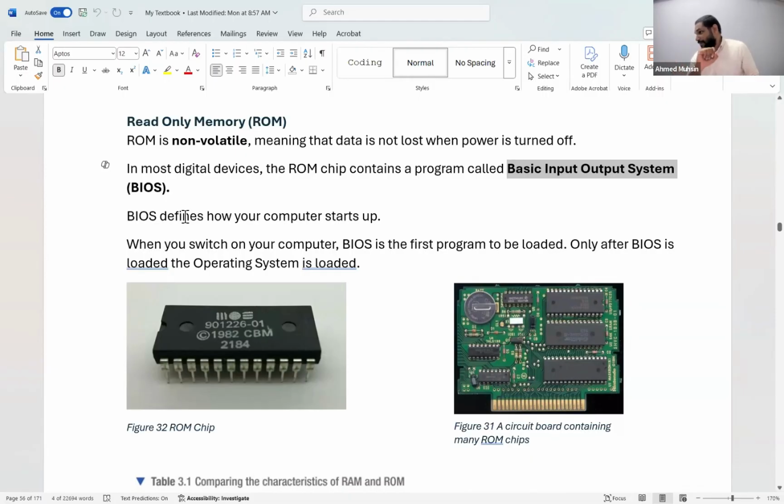The operating system, isn't it? After BIOS, the next screen is what? Windows loads up. It asks you for your username and password. After BIOS, next thing is your password.